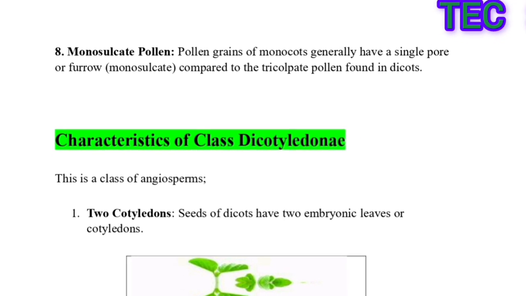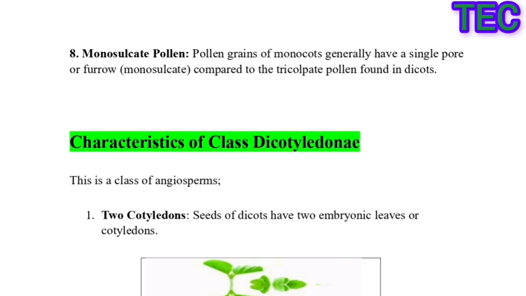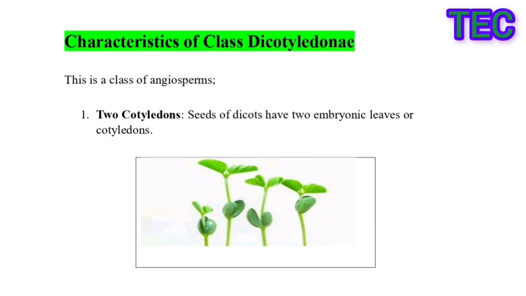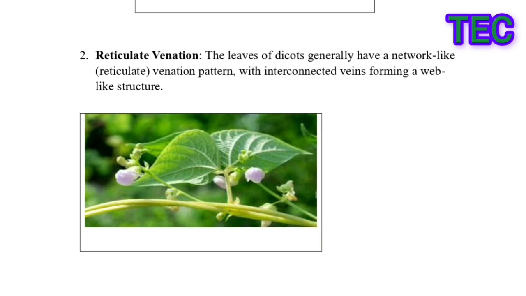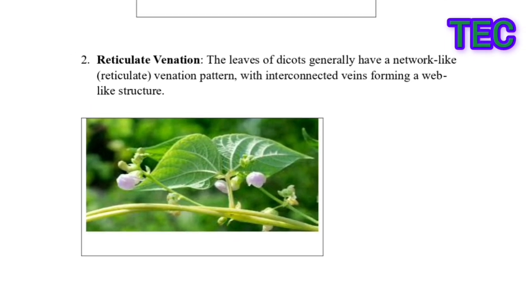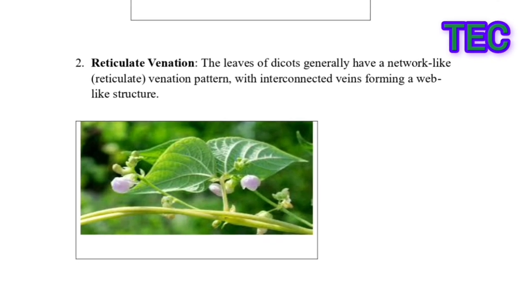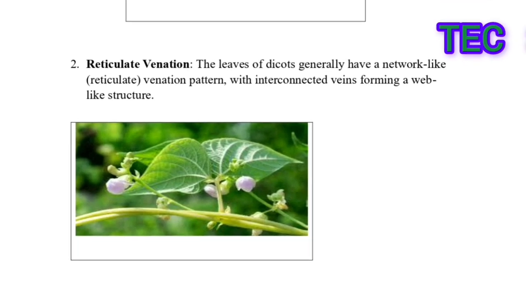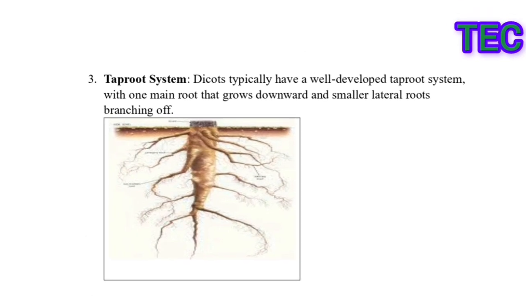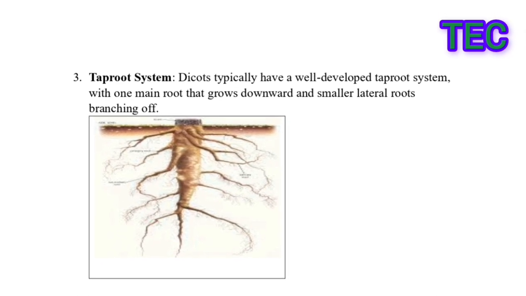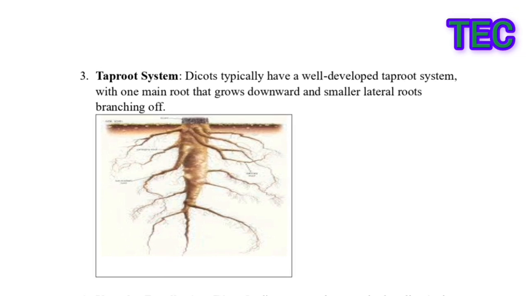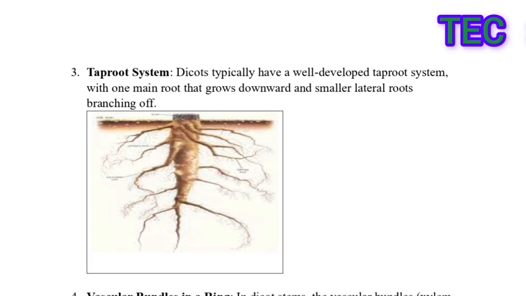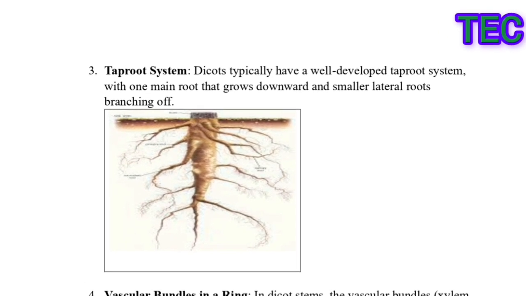Characteristics of Dicotyledonae. Lastly, two cotyledons. For example, if you look at those bean seedlings, they have two cotyledons, two leaves. Reticulate venation. The leaves of dicots generally have a network-like reticulate venation pattern, with interconnected veins forming a web-like structure. If you look at the venation here, the web-like structure. Taproot system. Dicots typically have a well-developed taproot system with one main root that grows downward and smaller lateral roots branching off. These are a good example of a taproot, with some branching on it.